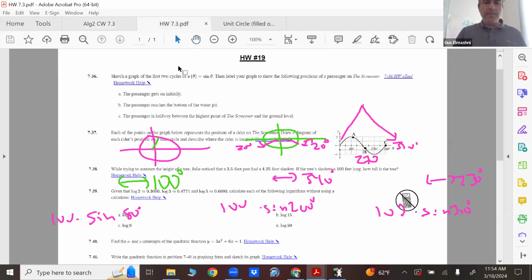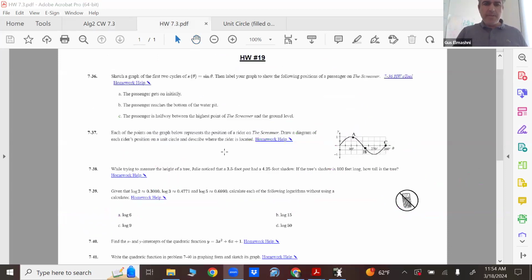So the homework for tonight, due Wednesday, asks you to graph, you can graph in Desmos or on the calculator, and then label all those different parts that we talked about. Here, each of the points is a diagram of the rider's position. I need you to describe where the rider is located. I'll put the answer up as well so you know what they're looking for.